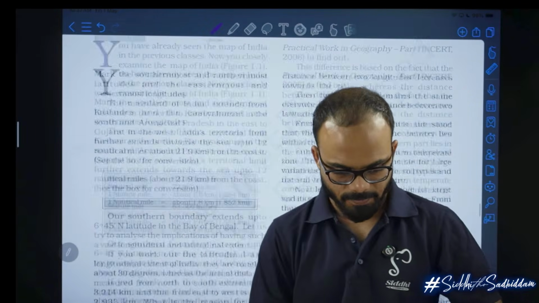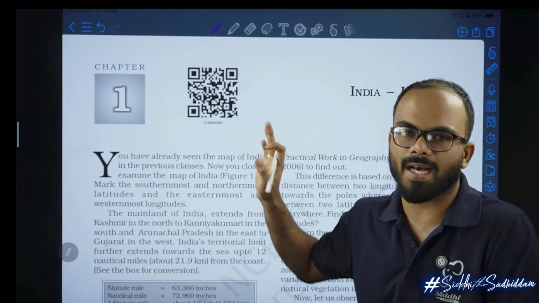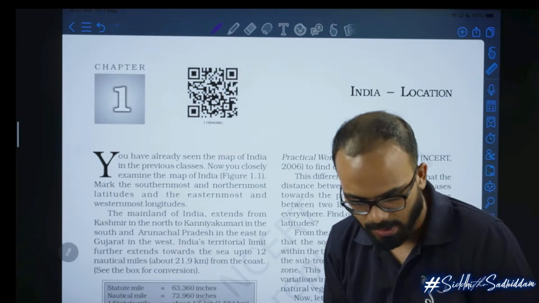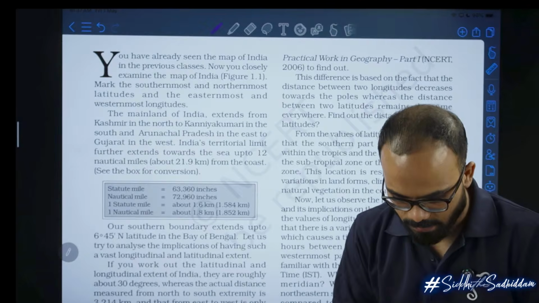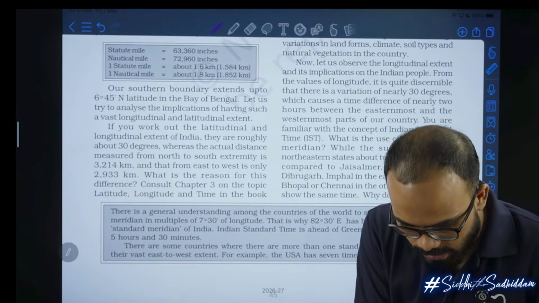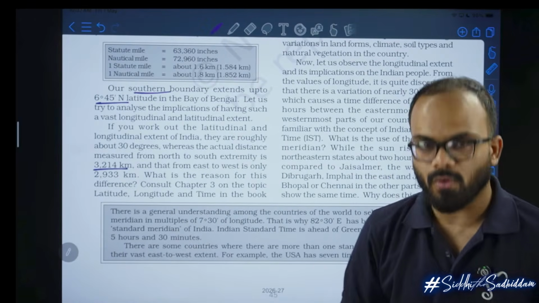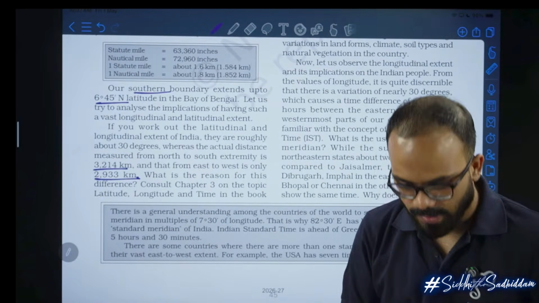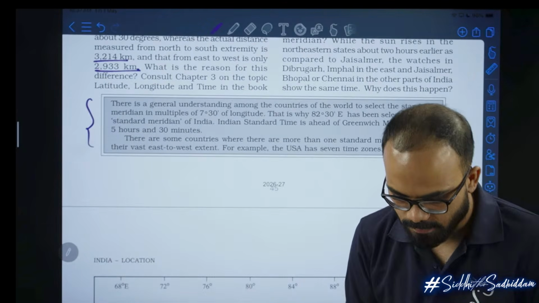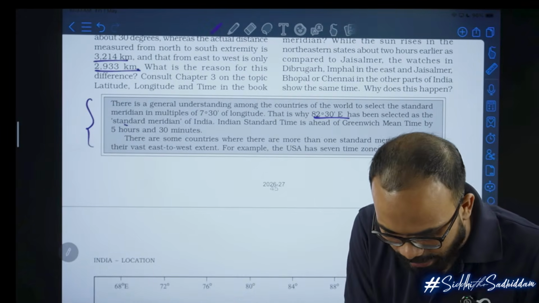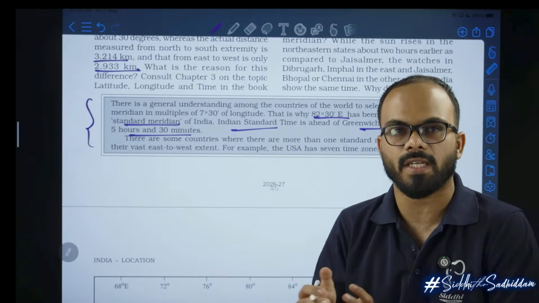So let's get started. The first chapter that we are looking at is India and its location, and this is from class 11 NCERT, that is India Physical Environment. In this, if you see properly, first thing that you have is basically, just a minute, 6 degree 45 minutes north is our southern latitude, 3214 kilometers, 2933 kilometers. This part is important. Then this box is extremely important. 82.5 degrees is the standard meridian of India, and Indian Standard Time is 5.5 hours ahead of Greenwich Mean Time.